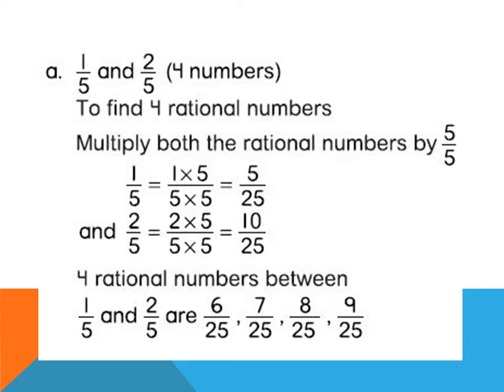So now 4 numbers between 5 by 25 and 10 by 25 are 6 by 25, 7 by 25, 8 by 25, 9 by 25. So these 4 rational numbers are the rational numbers between 1 by 5 and 2 by 5.